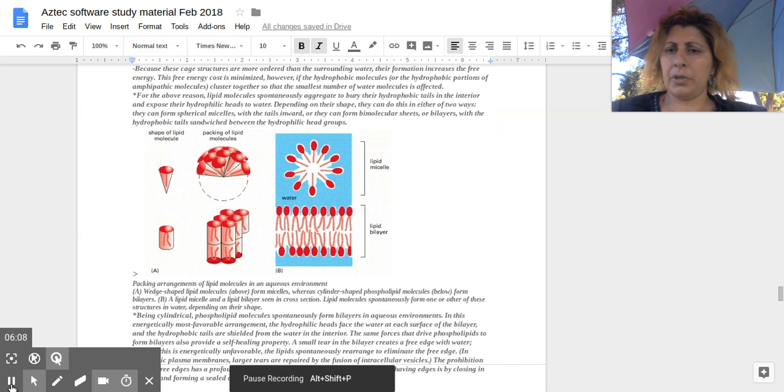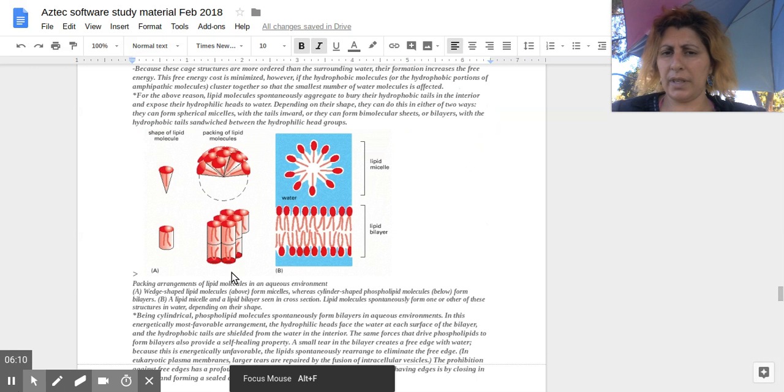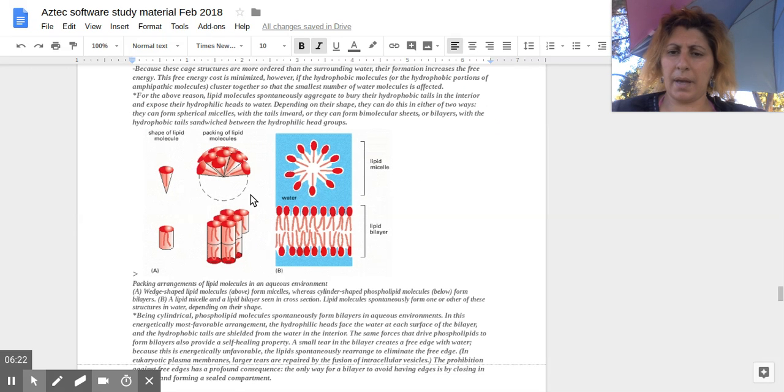So the hydrophobic portions of the amphipathic molecules cluster together. There are two ways that the molecules pack if they're amphipathic, like the lipid molecules. They may pack forming a lipid micelle, a spherical shape with tails inward and the head groups outward. So either way, the polar and the nonpolar ends are in opposite directions, and it must interact with similarly polar molecules that are adjacent.